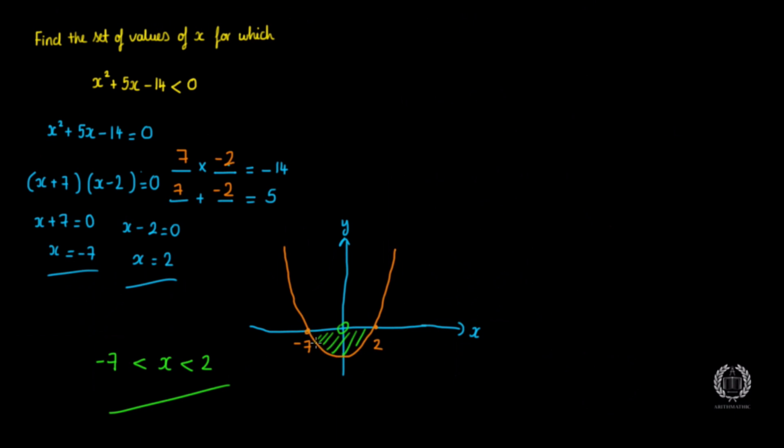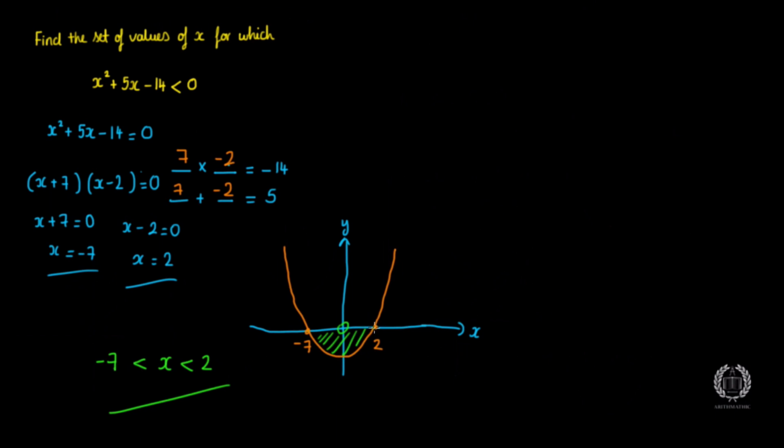What is happening to my x value as this line is going this way? Your x value is this coordinate. What's happening to my x value? If you see, your x value is increasing, isn't it? Because -7, -6, -5, etc. So that's increasing. So I know that as my line goes this way, my x value is increasing. Hence, x is greater than -7.